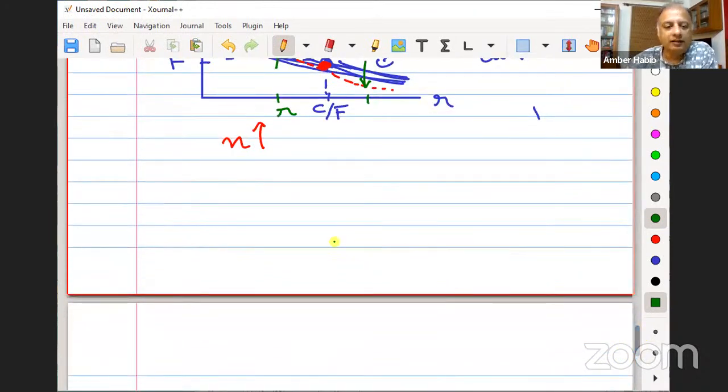But the other thing is, what if R changes?